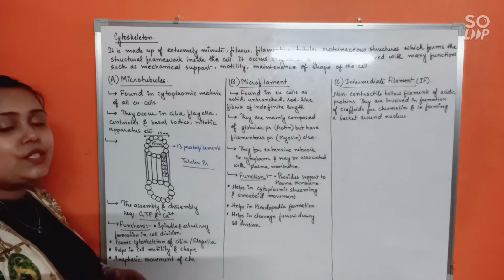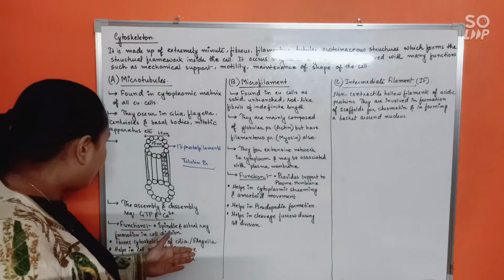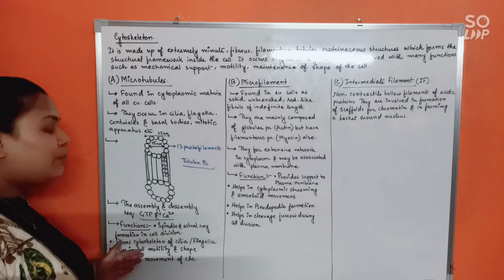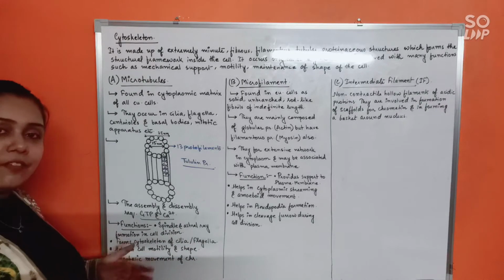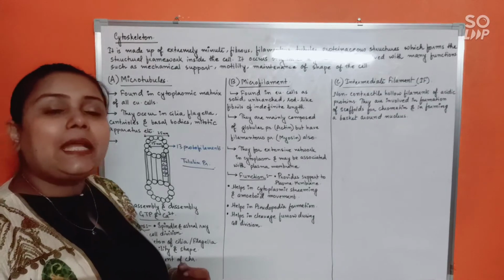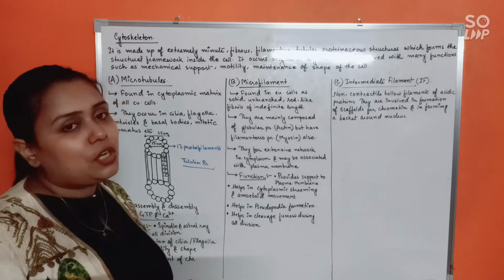Now, functions of microtubules are spindle and astral ray formation during cell division. You will learn about this in detail in the next chapter. Formation of cytoskeleton of cilia or flagella helps in the cell motility and shape. And finally, anaphasic movement of chromosome. That also will become clear to you after we discuss the cell division chapter.